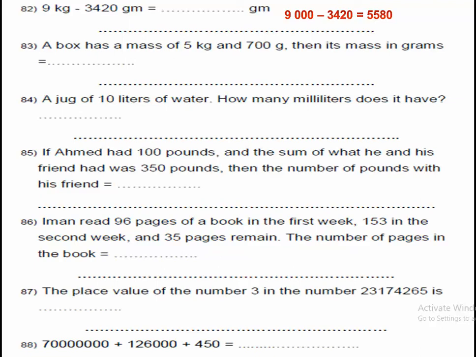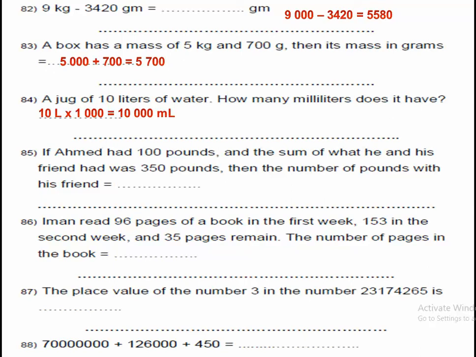A box has a mass of 5 kilogram and 700 grams, then its mass in grams will be 5,000 plus 700 equals 5,700. A jug of 10 liters of water, how many milliliters does it have? Okay, let's multiply 10 times 1000, it will be 10,000 milliliter.